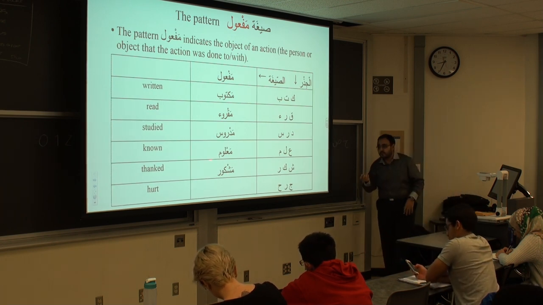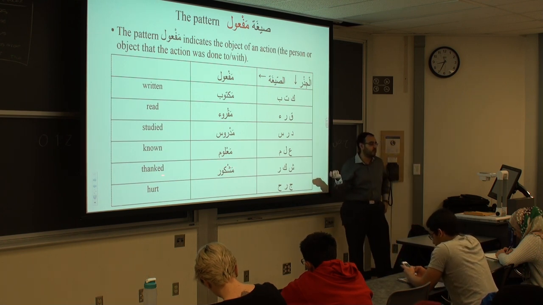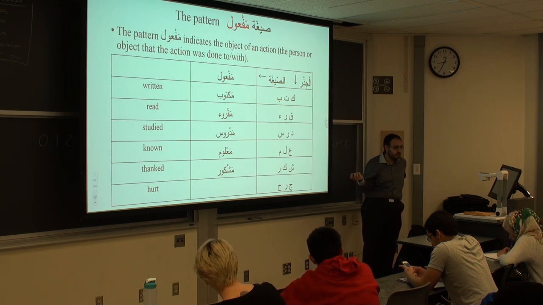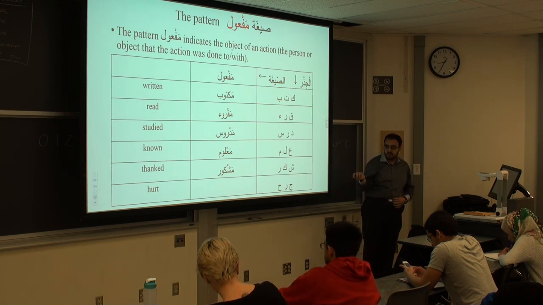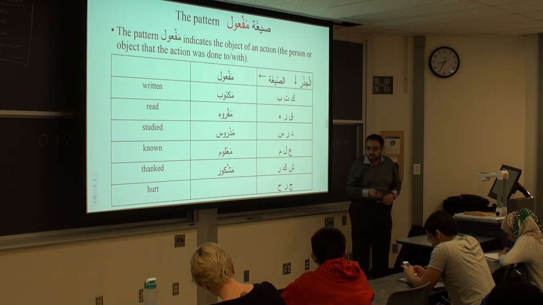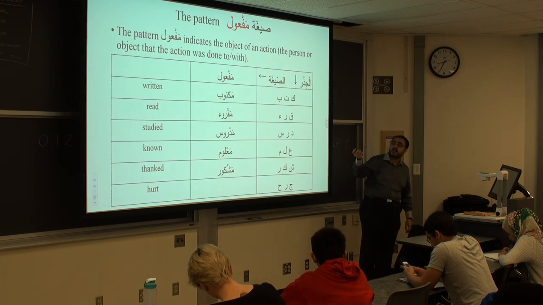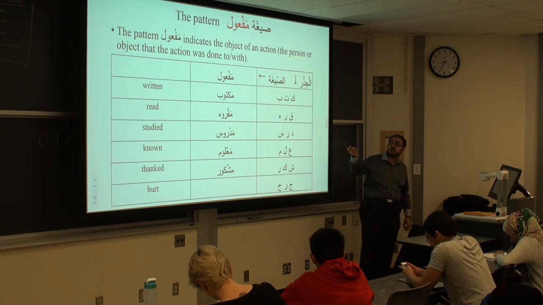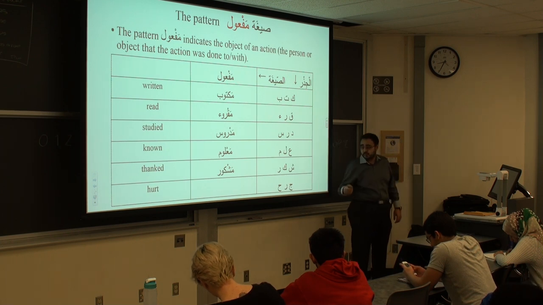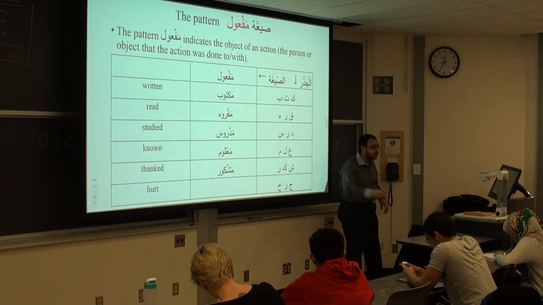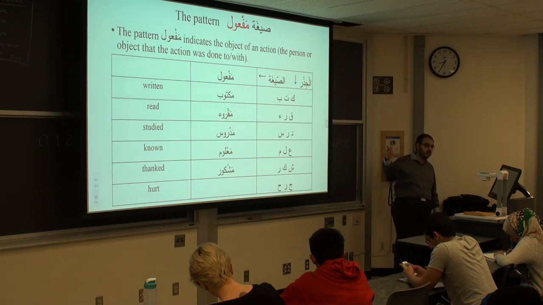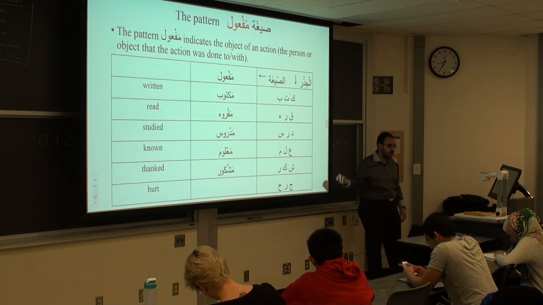Mashkur. How did we form this word? First we put it in the form of fa'l, and then we add the mim. First you replace the fa, ayn, lam with the three letters of the root respectively, and then you add the extras, the mim with the fatha, the sukun, and the waw. So it will be mashkur, and the root shin, kaf, ra has to do with thanking. So mashkur will be the person who is thanked, i.e. the object of the action of thanking.